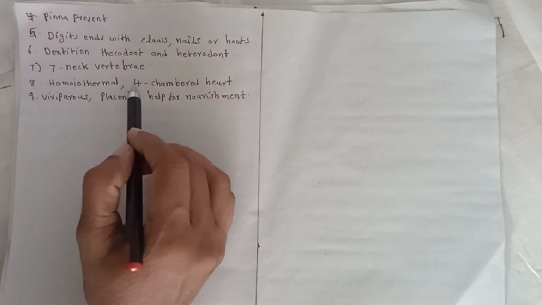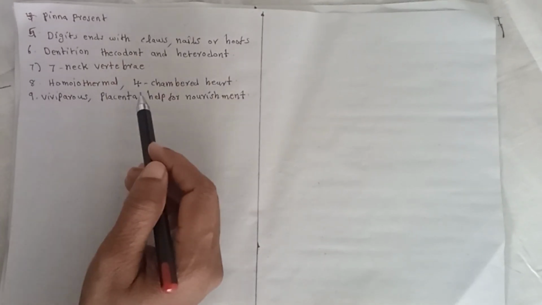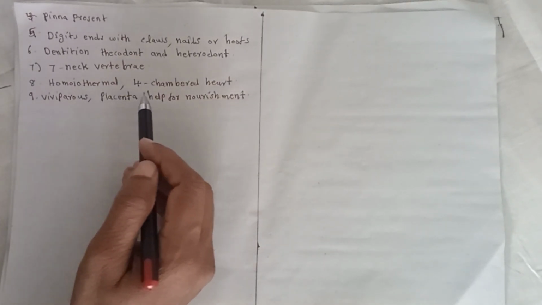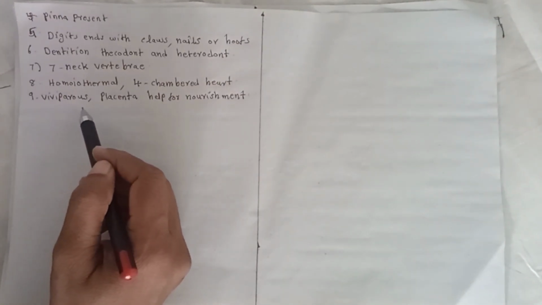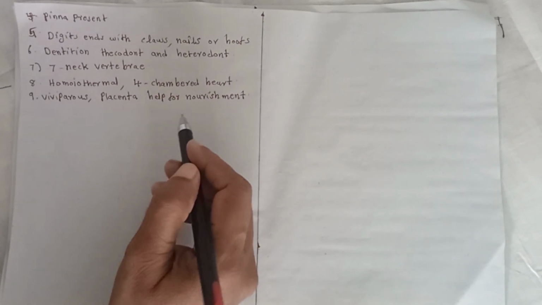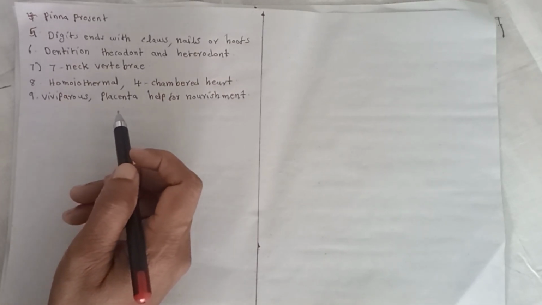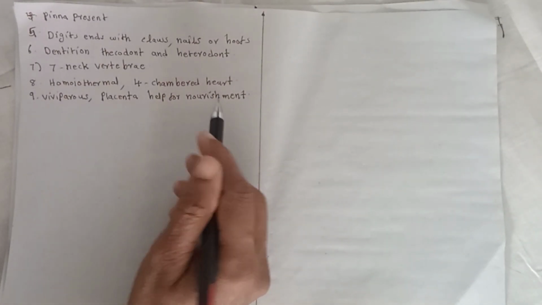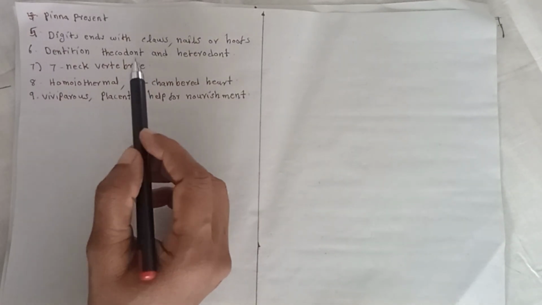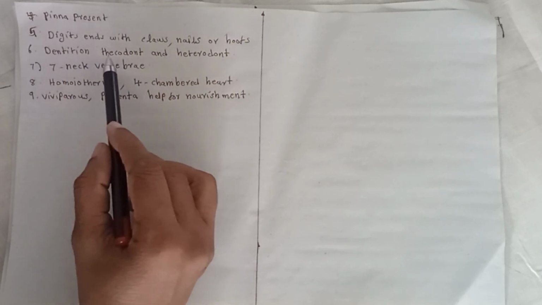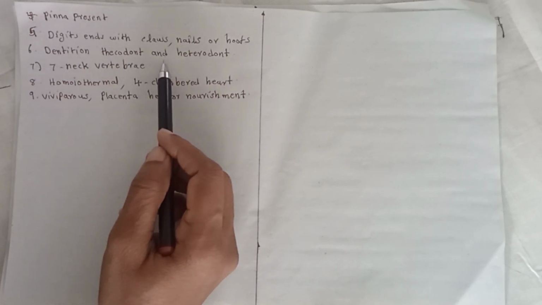Seven neck vertebrae are present in all mammals, and they are homeothermal, that means fixed body temperature. Four-chambered heart, two auricles and two ventricles, viviparous. Placenta helps for nourishment. Viviparous means they give birth to young ones, and the placenta helps for nourishment in the mother's body. The dentition: incisors, canine, premolars and molars. There are four types of teeth present in mammals.